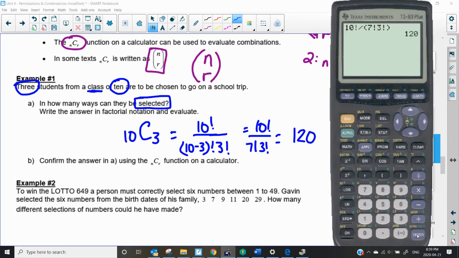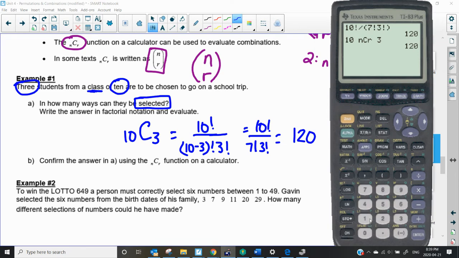And we get 120. Now, if we don't want to use the combination notation, we would type the 10 first, and then math back to nCr is 3. Oh, I think I wrote 2 before. I'll fix that. So 10 nCr 3, and that gives us 120.